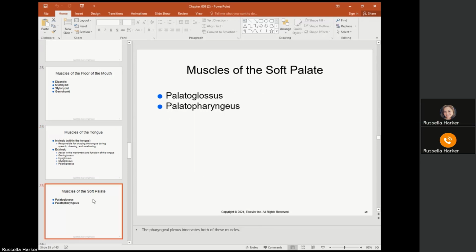When we look at our muscles on the soft palate, we have the palatoglossus and the palatopharyngeus. They are innervated by the pharyngeal plexus. And you can see these muscles in figures 9-12.